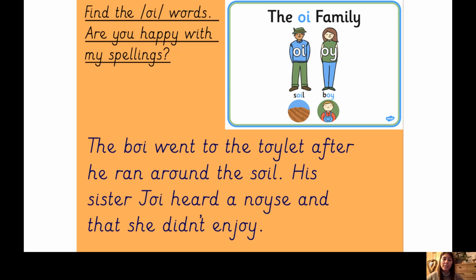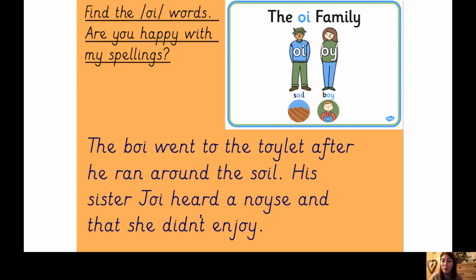Now, after school yesterday, I decided to try and challenge myself and write some sentences using the oi graphemes, but it was such a long day, my brain got a little bit puzzled and I couldn't remember which family member went where. My sentence I've written has some oi words in it, but I might not have spelt them all correctly. It's your job to be the teacher now. And what I'd like you to do is to mark my words with the oi sounds in them. If I've spelt them correctly, could you give me a green tick?